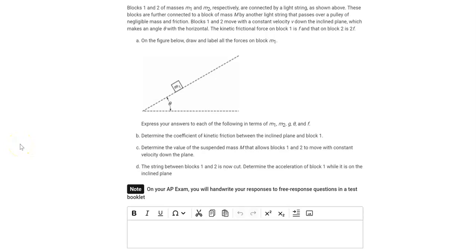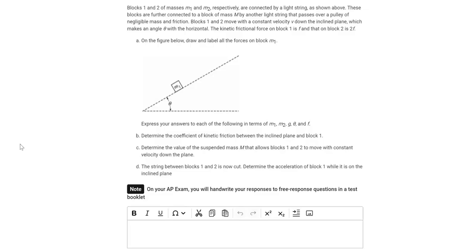So this FRQ details blocks 1 and 2 of masses m1 and m2 respectively, and they're connected by a light string as shown above. These blocks are further connected to a block of mass m by another light string that passes over a pulley of negligible mass and friction. So these two blocks move with a constant velocity v down the inclined plane, which makes an angle theta with the horizontal. The kinetic frictional force on block 1 is F, and that on block 2 is 2F.